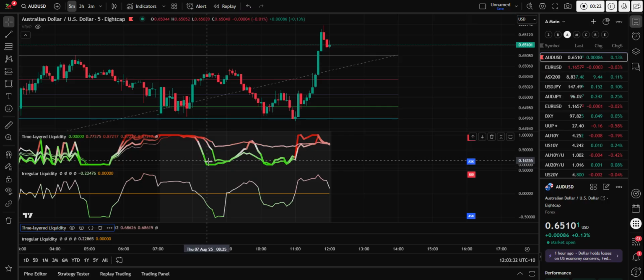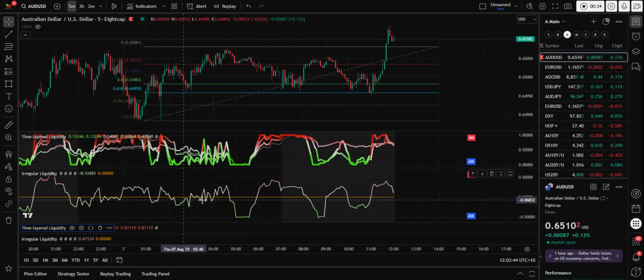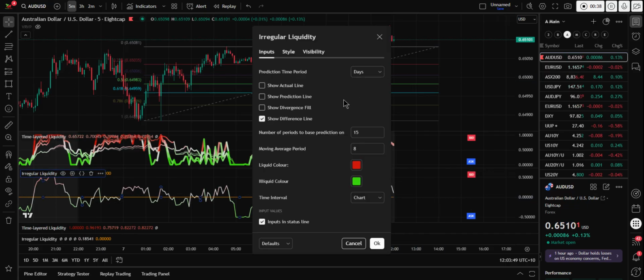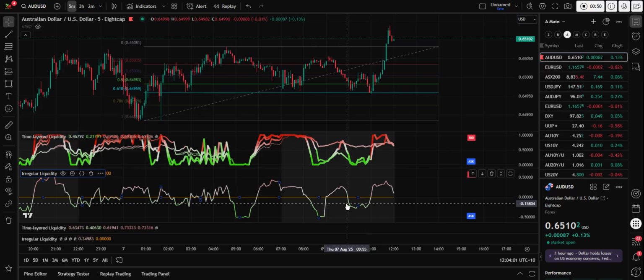It's about 15 periods. It has been normalized, and down below here we've got the irregular liquidity, which is looking at time spreads over a week. So here we can look in the irregular liquidity. We're setting it to days, or if we had 4 hours, 12 hours, or say days, we would set it to weeks to get that normalization.